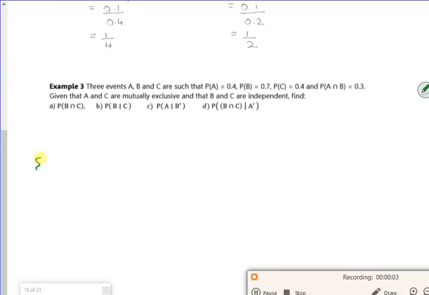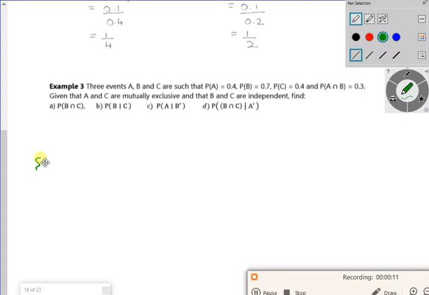Right, then. Let's have a look at this. So we keep on going with the probability. We're getting towards the end of it. So let me switch over because it said that there was no colour on it before.